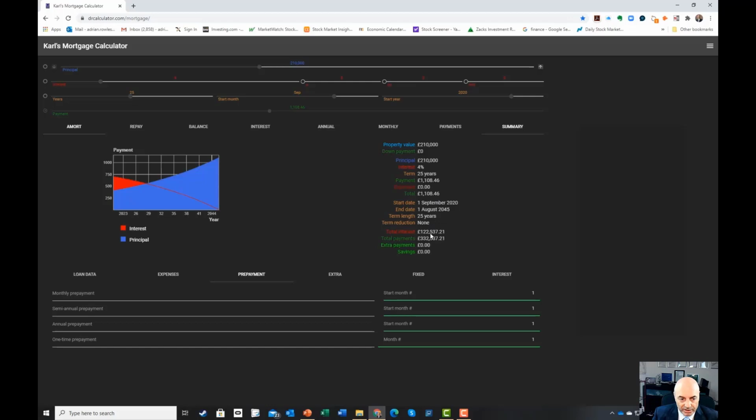So 122,537. That may not surprise you. That's what people normally expect to pay for an amortized long-term mortgage. So your total payments of 1,108 come to 332,000 for that time frame. Now, our objective here is to reduce this interest part.